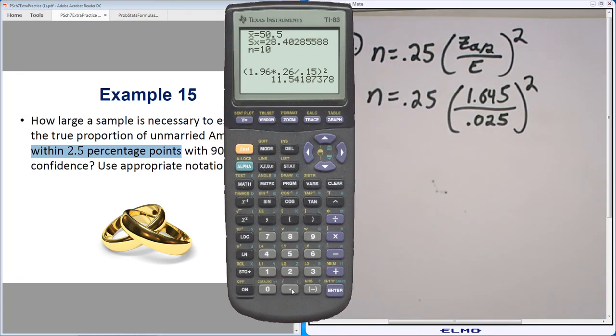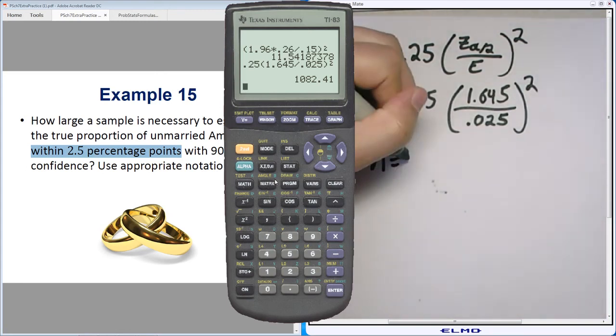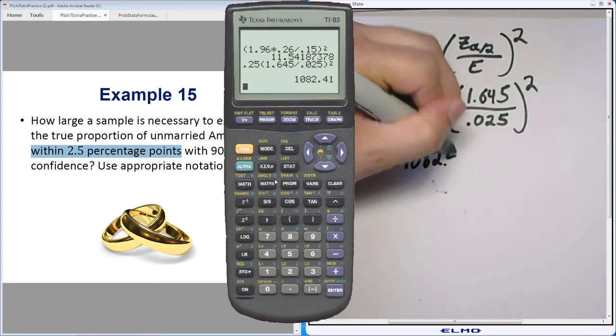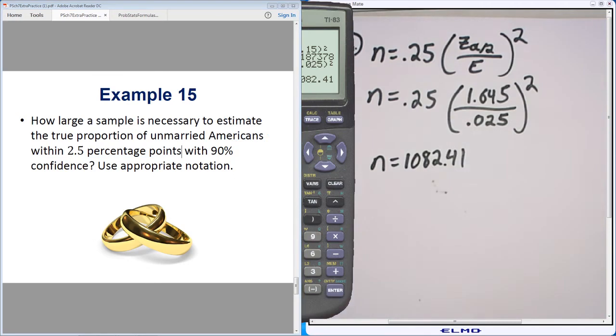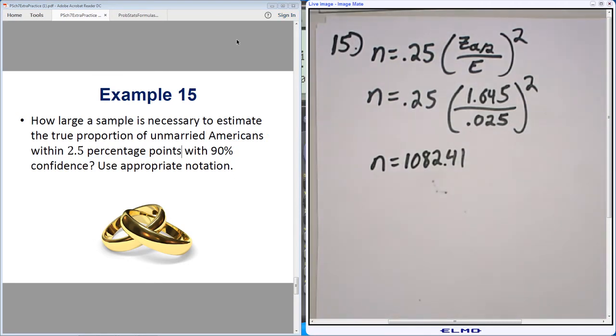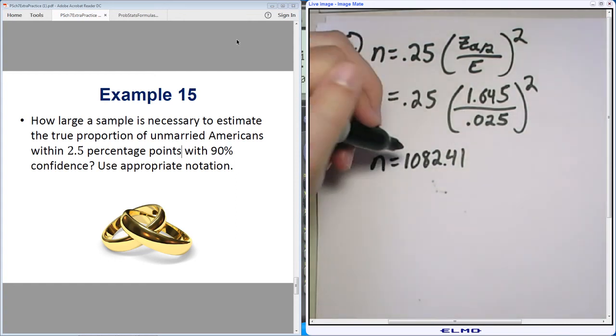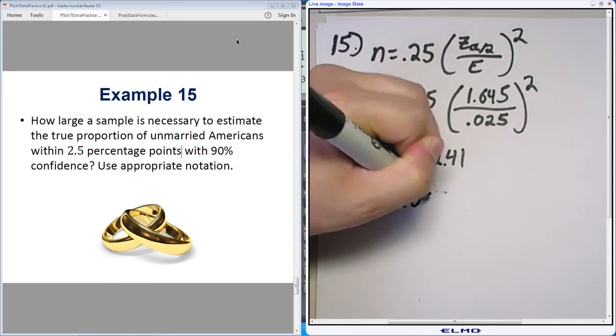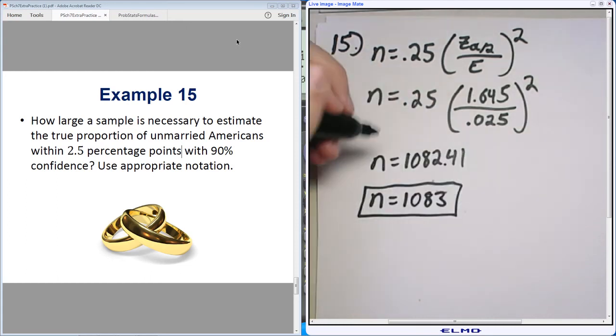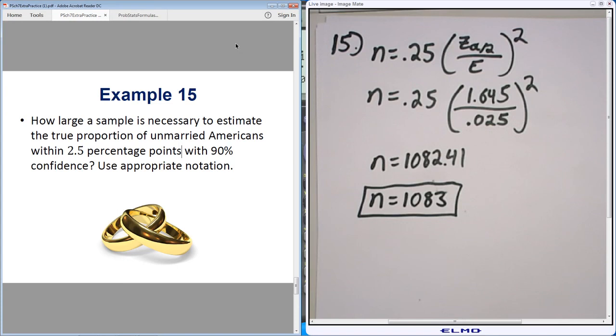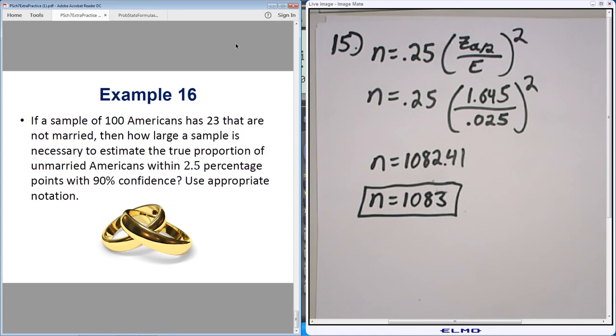Again, you can type that all on one line. It won't hurt anything. 0.25 first. Don't forget the parentheses. Well, you can't sample 1,082.41 Americans, but you need at least this many, so round it up to 1,083. If that had been a whole number, I would have left it alone. If it's not a whole number, round it up.